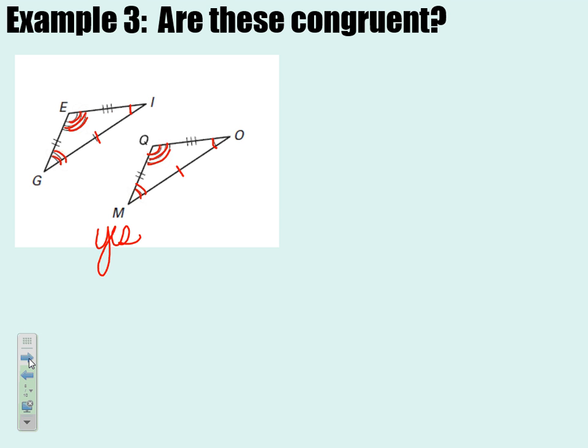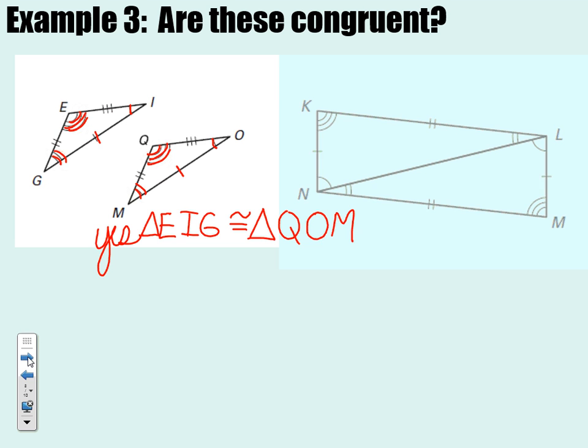We would say yes, figure E, I, G, or in this case, they're triangles, so I would stick a little triangle in front. Triangle EIG is congruent to, and then I got to be careful. Now, when I name this other one, triangle, it would go QOM. Yes, those two figures are in fact congruent. Let's look at another one.